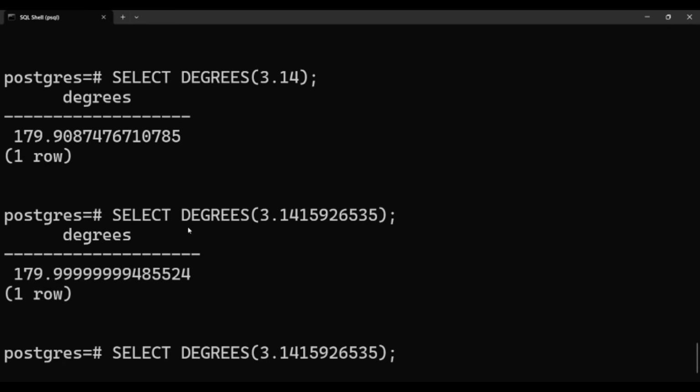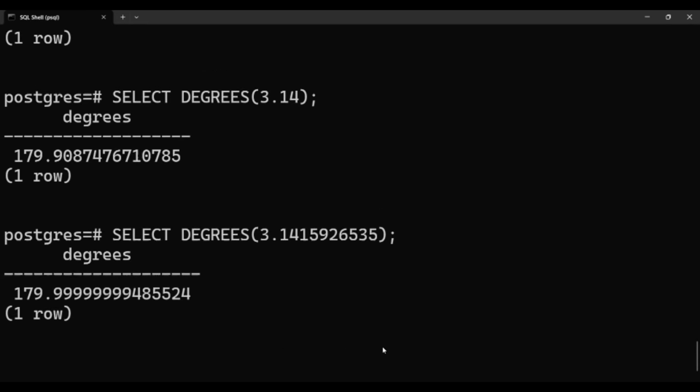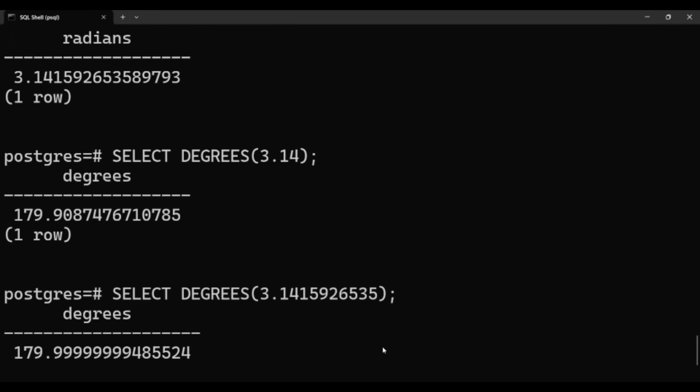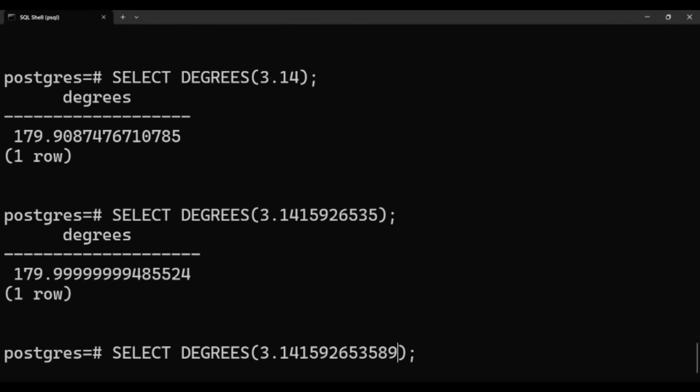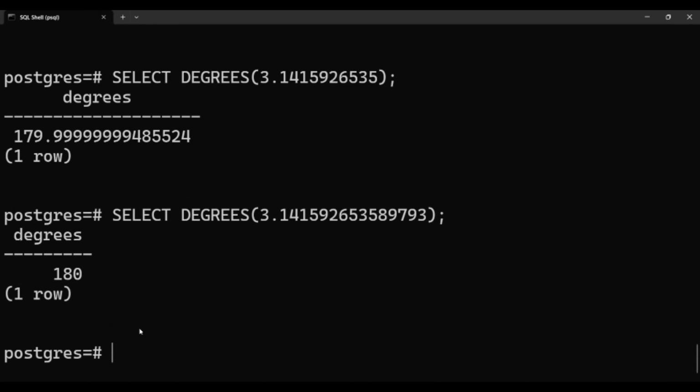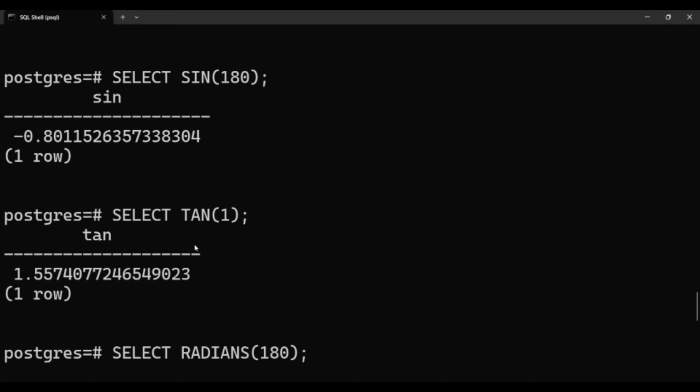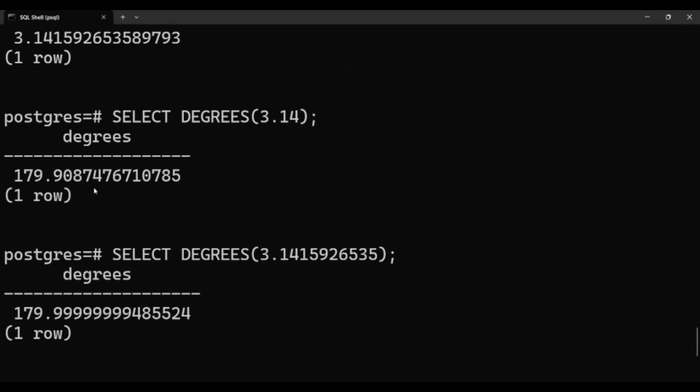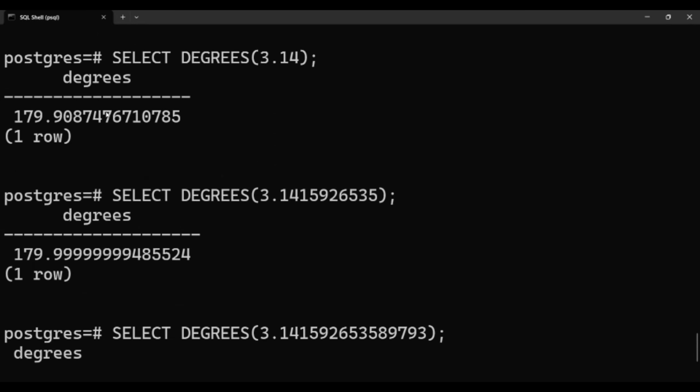Now you can see I was giving half values, and at last I gave the exact same values, and I got the output as 180 only. If you can see here, I got the value as 180. So from radians you can change to degrees, and from degrees you can change to radians. You will get the same value, right?